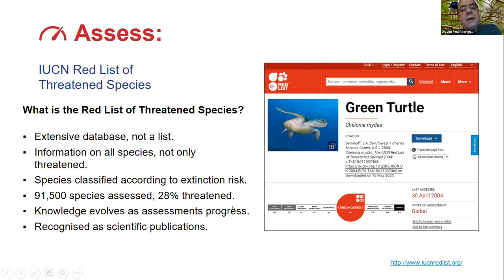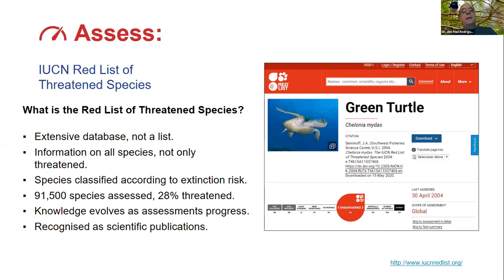Now the Red List is a living document. We're constantly adding new species and updating those that are there. So it's an evolving information. But something that is very important for the scientific community is that Red List assessments are given a digital object identifier, which means that they are valid as scientific publications. So it's an interesting element for people who are pursuing an academic career to be able to contribute to Red List science.